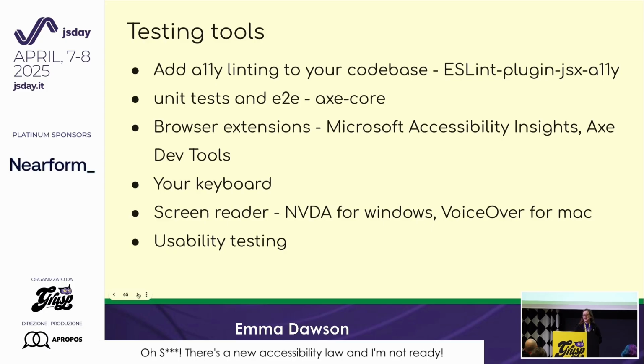You can also add unit tests and end-to-end tests. So things like Jest, Playwright, Cypress, they all have plugins such as Axe Core that you can add into your testing suite, and that will automatically then run these automatic tests when you run your unit tests or your end-to-end tests, and again pick up issues that are usually fairly fixable. And then if you don't want to add that into your code, there are also browser extensions. Microsoft Accessibility Insights or the Axe DevTools are two that I use frequently, which are really nice.